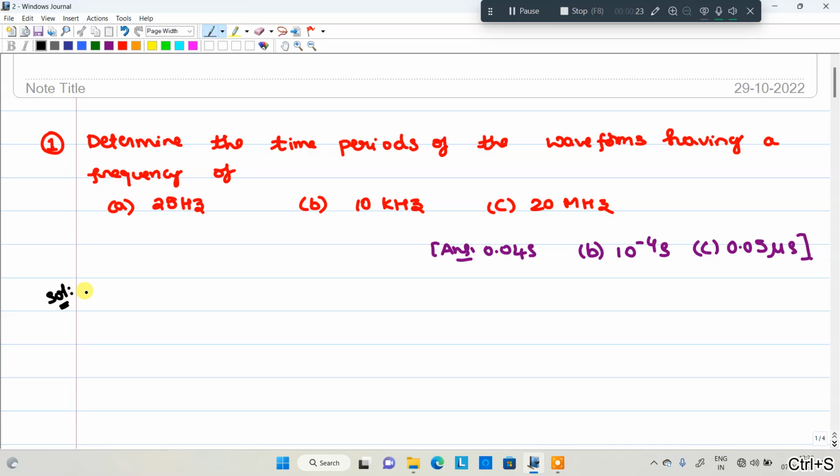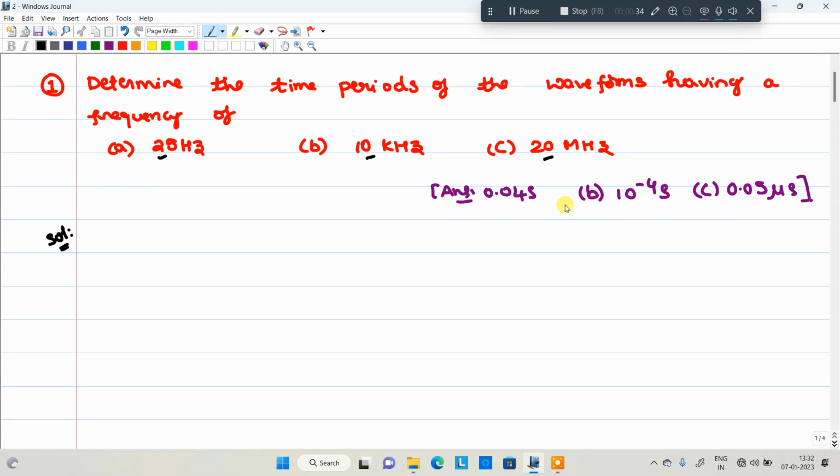In this first problem, determine the time periods of the waveform having frequencies of 25 Hz, 10 kHz and 20 megahertz. From the theory class, frequency and time period are inversely related. To find the time period, T is equal to 1 by f. Okay, this is the formula. From that, 1 divided by 25 will be equivalent to 0.04 second. This is the first answer.